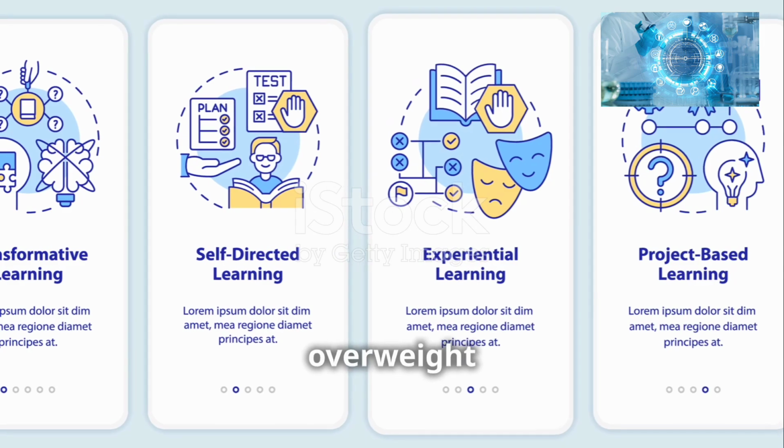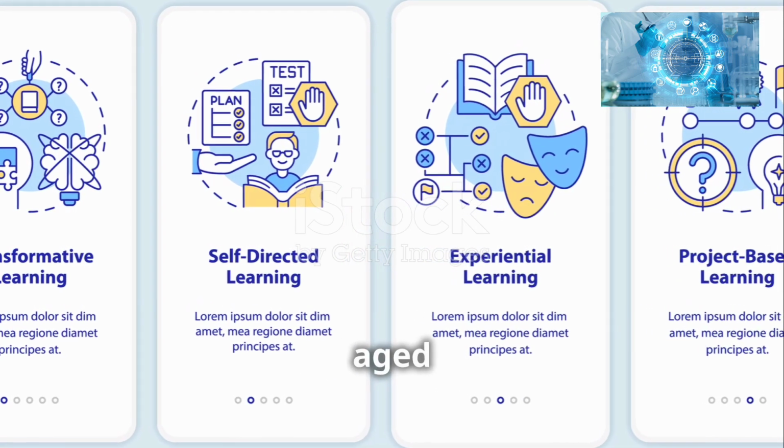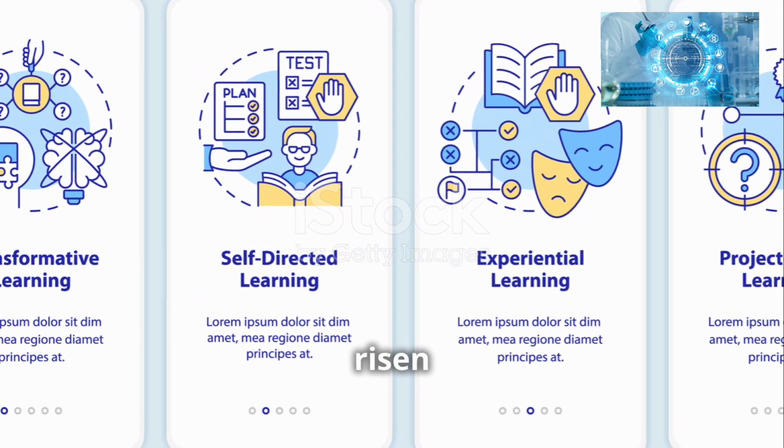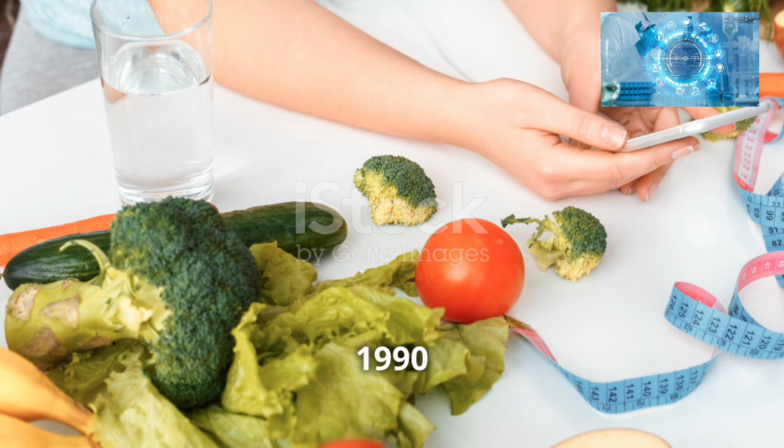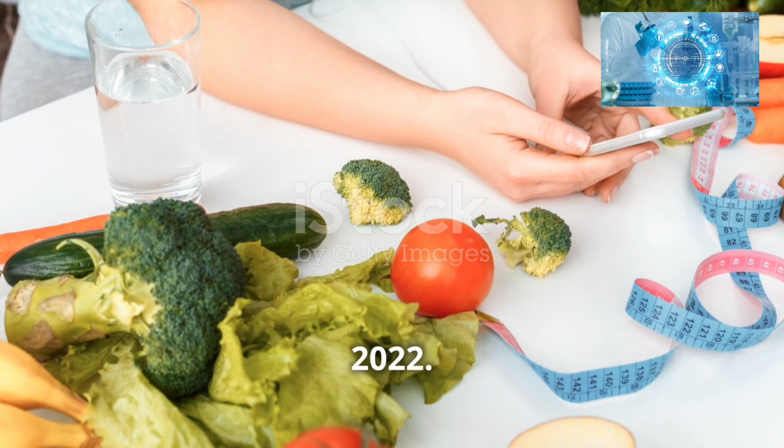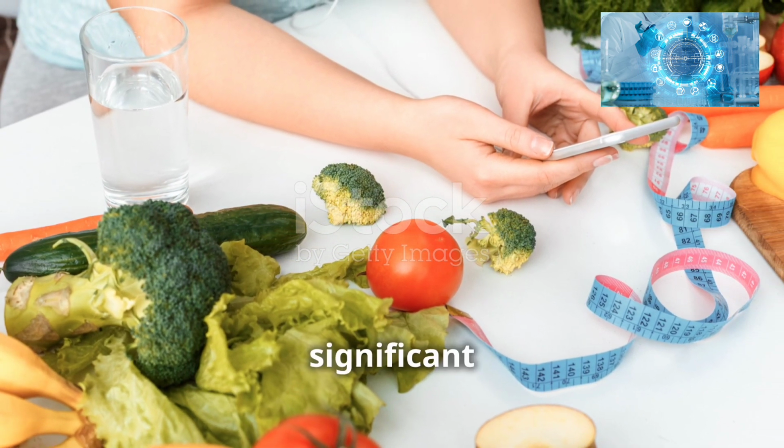The prevalence of overweight among children and adolescents aged 5-19 has risen dramatically from just 8% in 1990 to 20% in 2022. That's a significant jump.